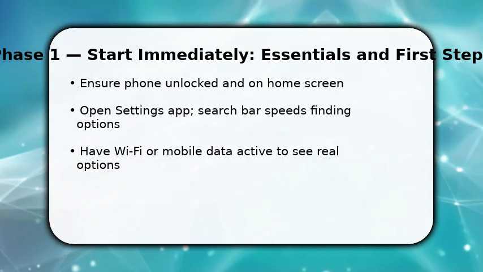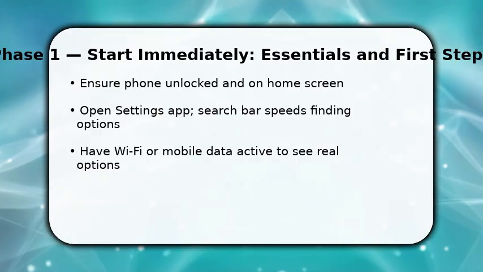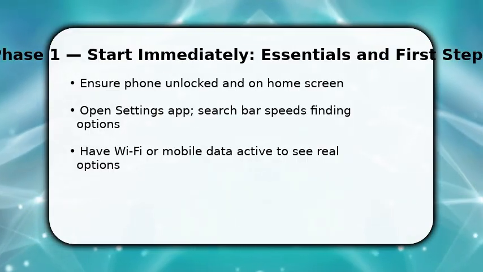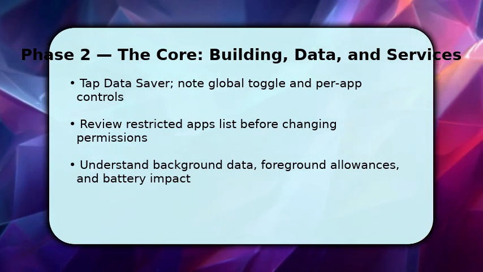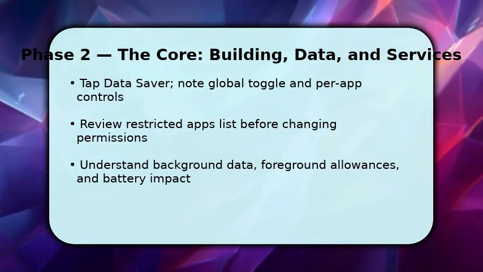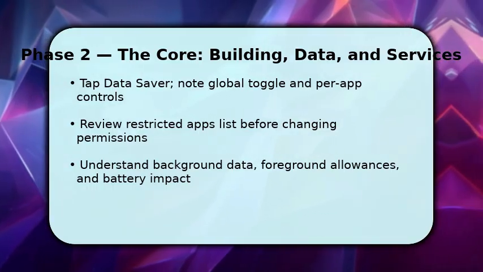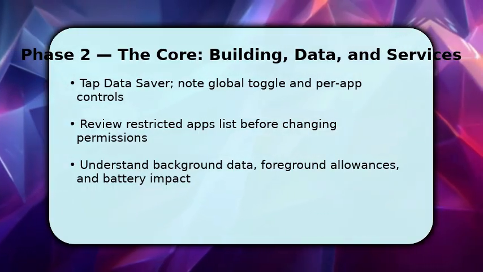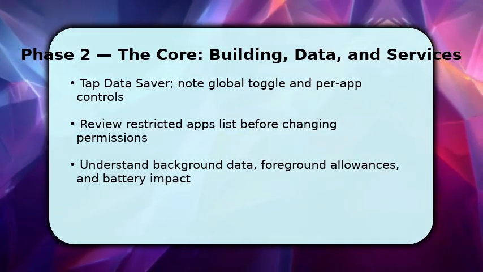Make sure mobile data or Wi-Fi is active so the system displays live usage and per-app toggles, which you'll need for the next step. You now see the Data Saver screen with a global switch and a list of apps. This is where control happens. Tap the global toggle to disable restrictive saving, but pause. Review any apps listed as restricted because changing them affects sync and notifications.